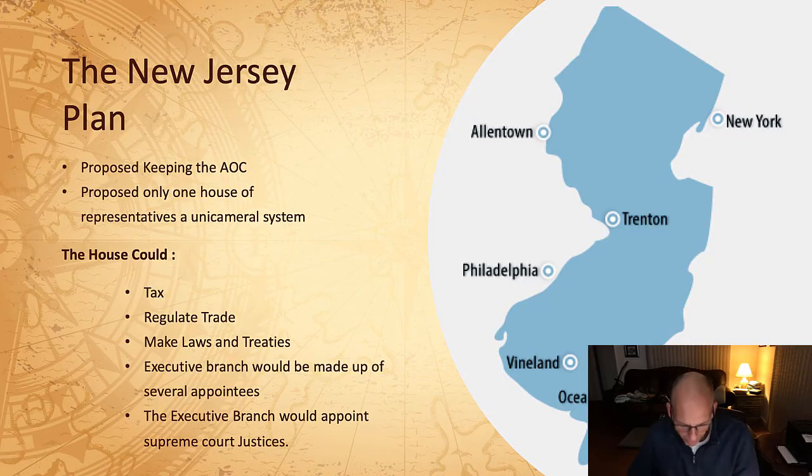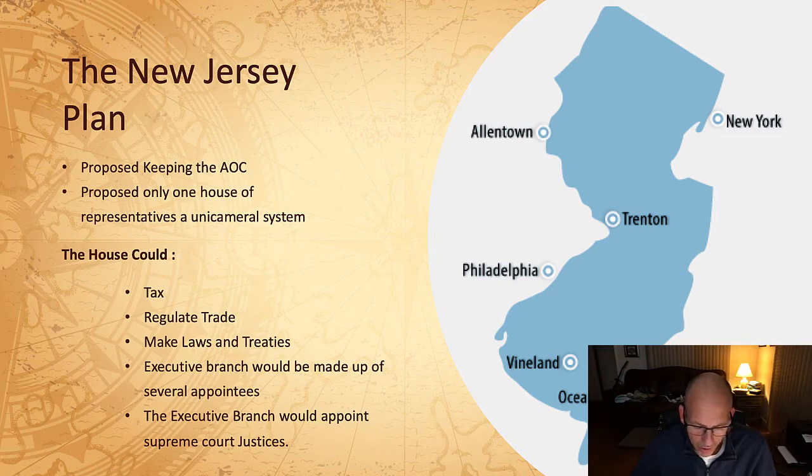The New Jersey Plan was what was proposed to solve some of the issues with the arguments that were happening at the convention. William Patterson, later the New Jersey governor, proposed keeping the Articles of Confederation, but making some changes. His changes included that there would be one house, they could tax, they could make laws and treaties, and regulate trade.